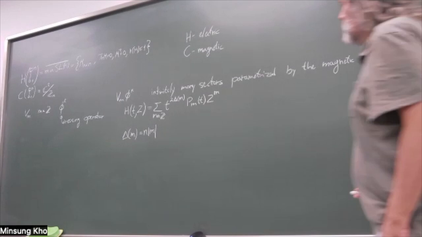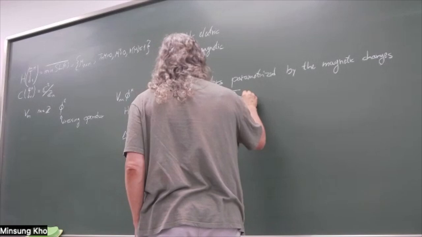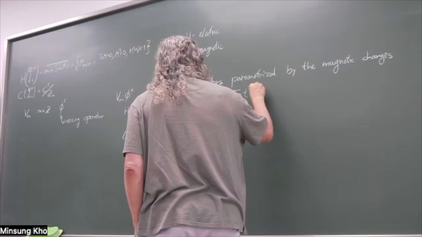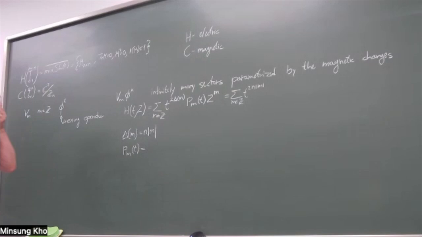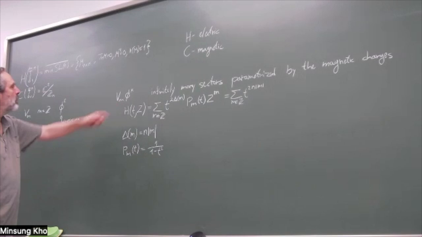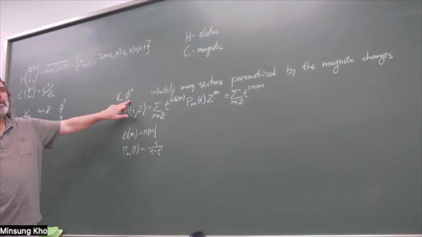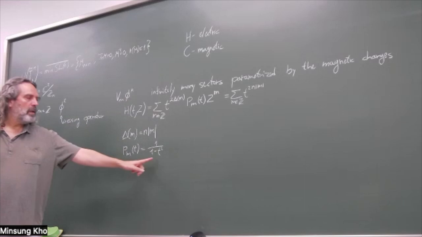So let's now evaluate this expression. It's a sum over m in Z of t to the 2nm. I still didn't say what P_m of t is. It turns out to be independent of the magnetic charge, but that's only for the U1 case. It's just 1 over 1 minus t squared. It's a generating function for all powers of phi. If phi has R charge with fugacity t squared, then phi to the k will have t to the 2k, and if I sum over all of them, I get this expression.